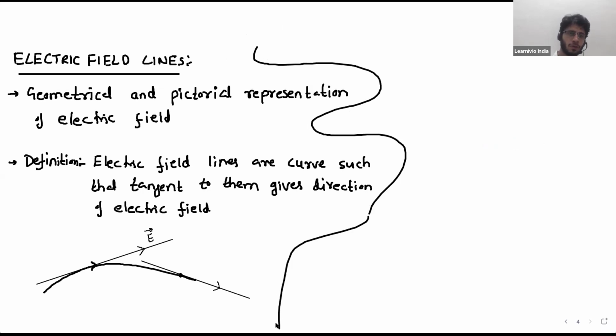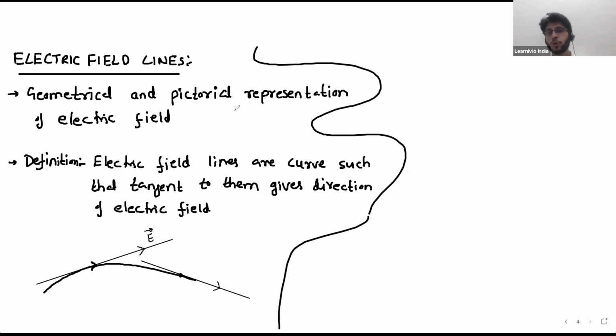Now, one more important thing. Electric field lines are a hypothetical theoretical concept. Practically, nothing like field lines exists. Like in real life, there is nothing like field lines. If you take a charge, even if you use an electron microscope, you will never observe field lines. Field lines are a purely theoretical concept. This concept is used to give a geometrical definition for the concept of electric field.